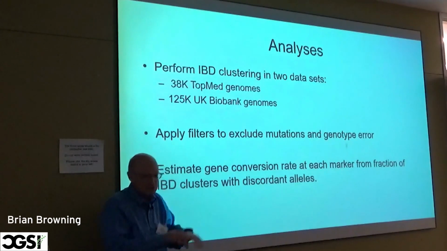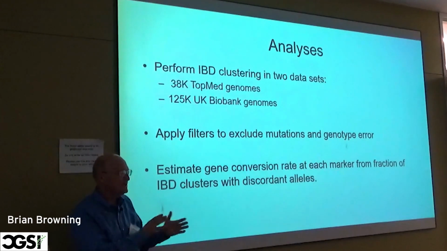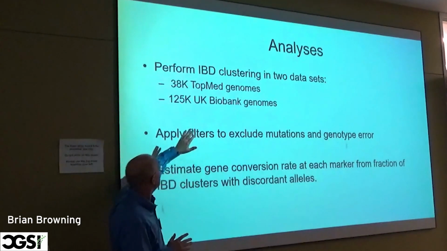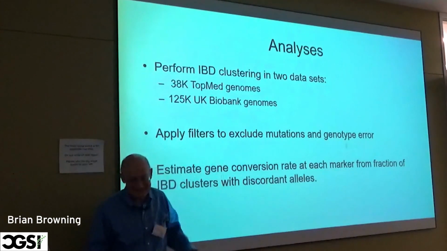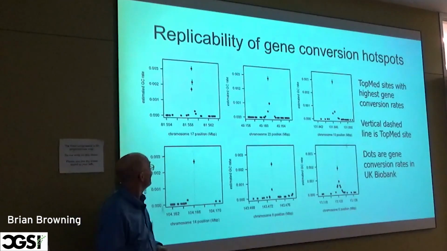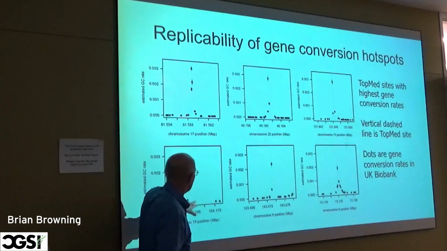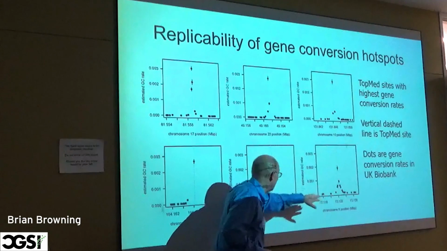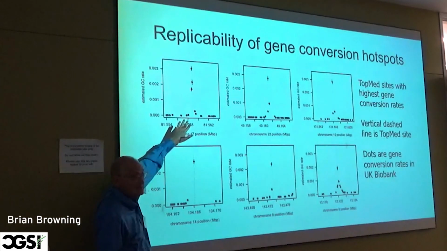You can see it at each point of the genome. Then Sharon did an analysis looking at replicability. She took the sites that had the highest gene conversion rate in the TopMed data and looked at what they are in the UK Biobank data. When she showed me the results, it was like, wow, this is great. This dashed line in the center is where the hotspot is. We're taking the 6 highest gene conversion hotspots in the TopMed data. The black dots here are the gene conversion rates estimated in the UK Biobank data.